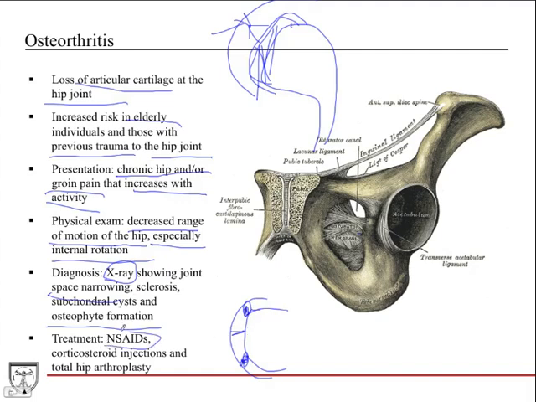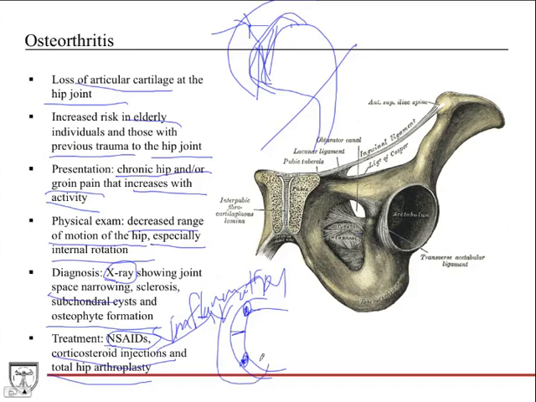So NSAIDs are good because they'll decrease the inflammation, and those can provide some relief. Also corticosteroid injections, so you put a steroid in here, again, that decreases the inflammation. And then the best long-term outcome treatment is total hip arthroplasty, which is where basically you give the person a new hip. You come in and you cut the head of the femur off, and you put in a metal prosthesis, and you totally eliminate this arthritic process that's going on.